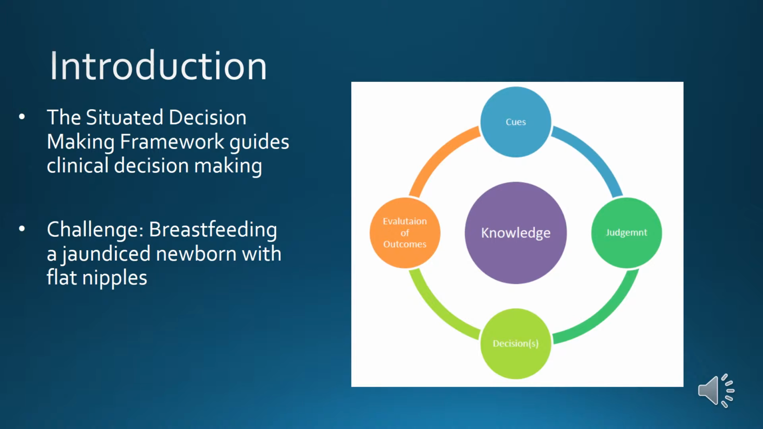Decisions encompass making a decision to start helping the patient and deciding if other members of the medical team are needed to get involved to help in implementing the care plan. An evaluation of outcomes. This stage is to evaluate to see if what was implemented in the decision stage helped the patient or if other measures need to be set up to further help the patient. For this project, I will be using this framework to discuss the breastfeeding challenge of caring for a jaundiced newborn and a mother with flat nipples.